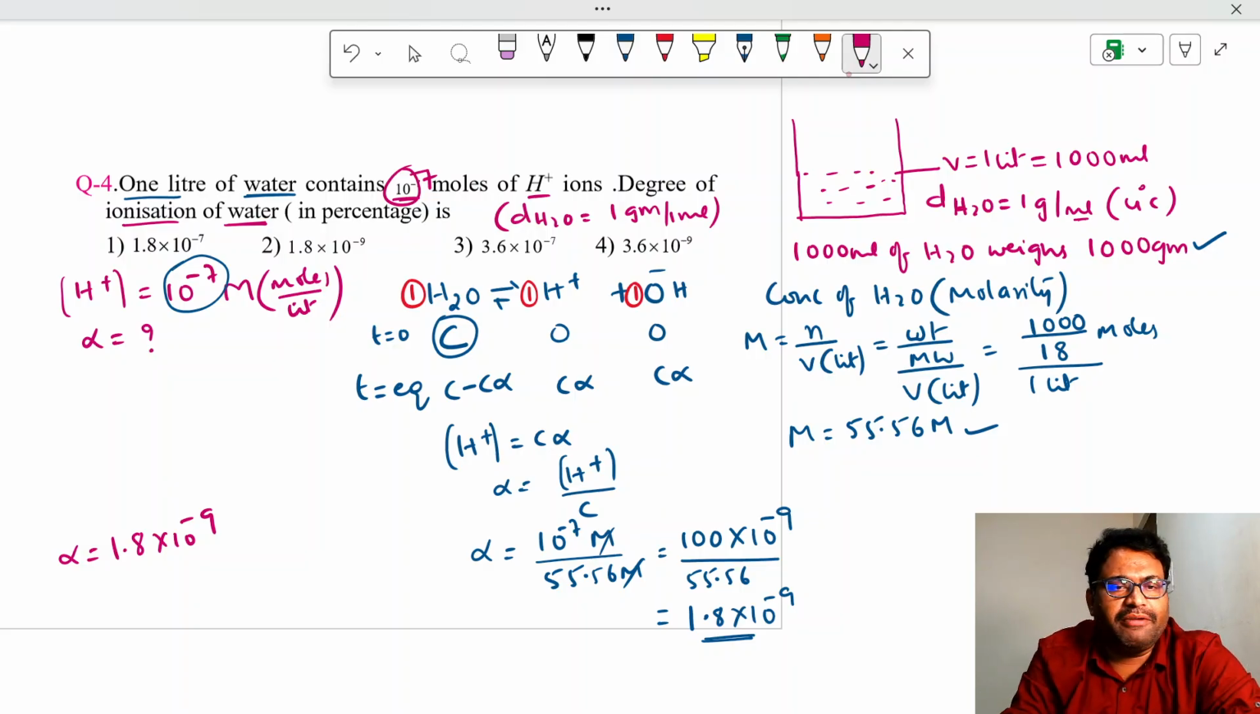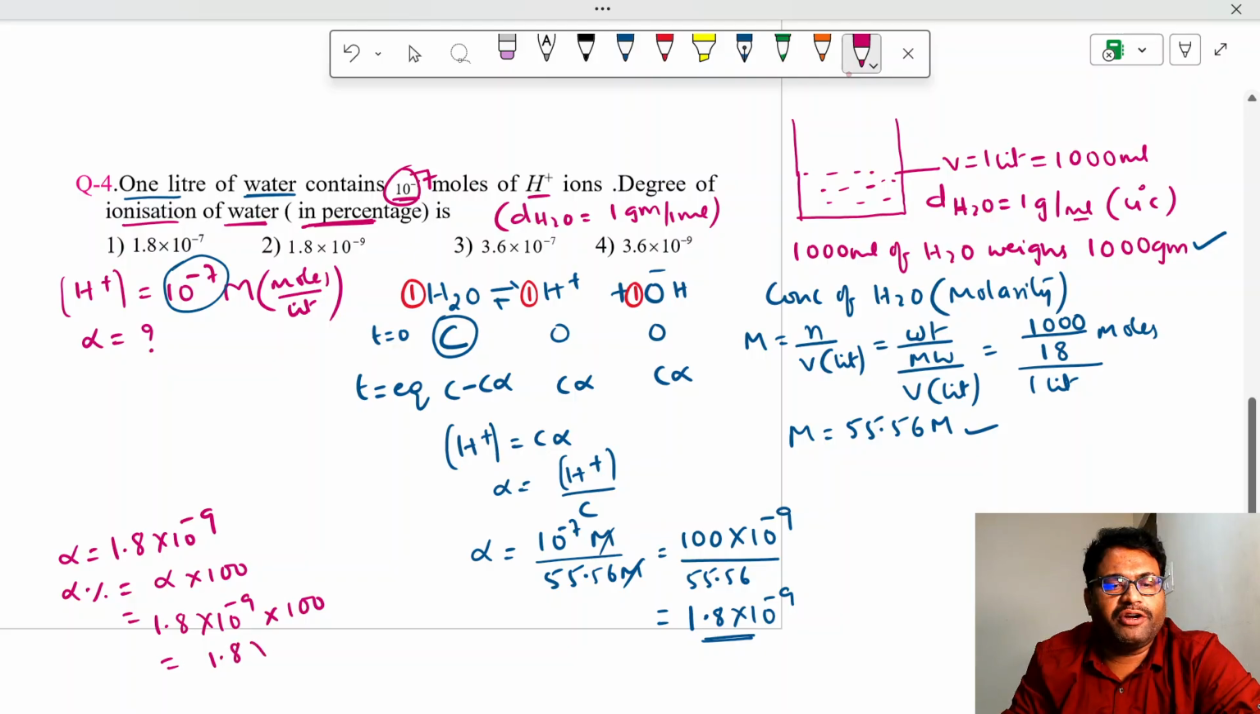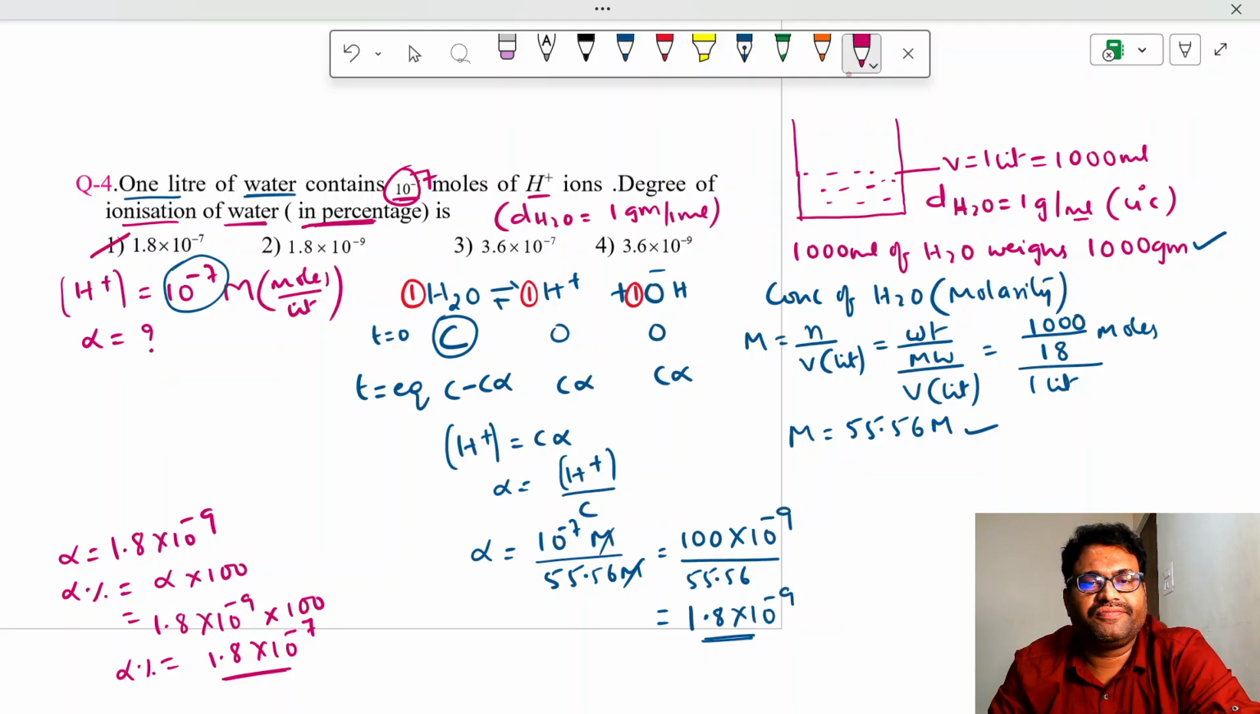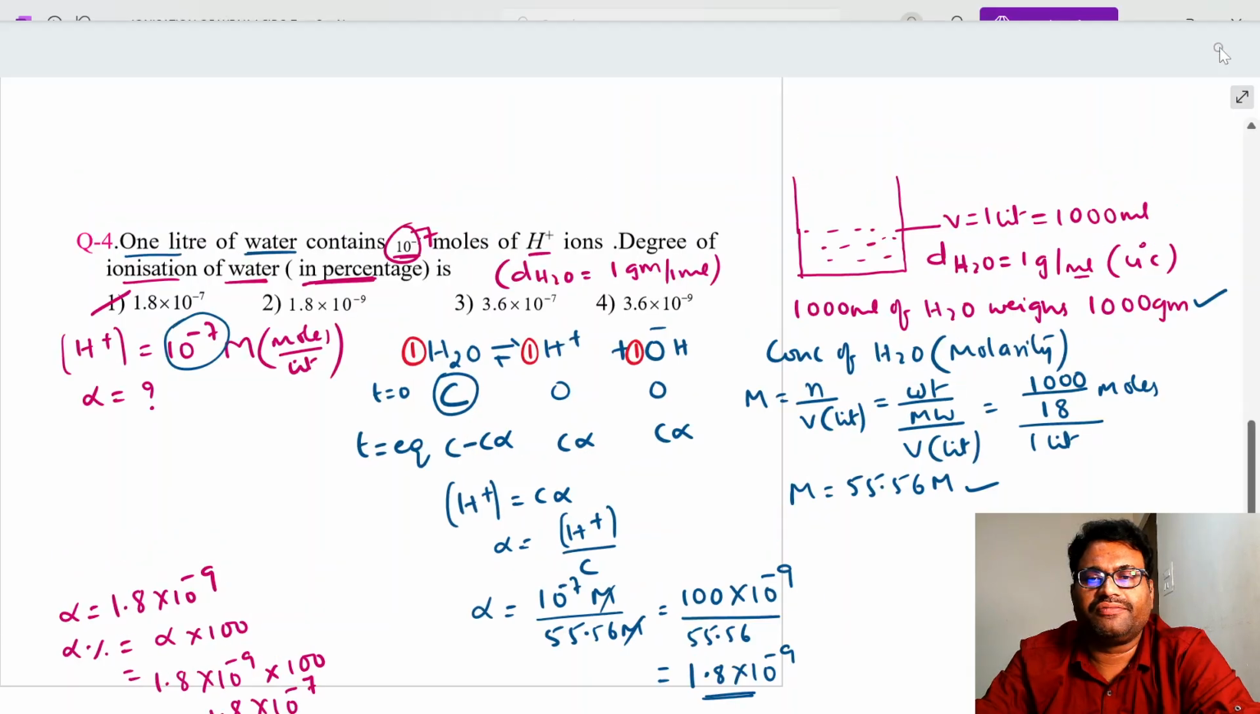But what is asked in percentage? So alpha percentage is equal to alpha into 100. That means 1.8 into 10 power minus 9 into 100. So what do you get? 1.8 into 10 power minus 7. So this is the alpha percentage. How much did we get? 1.8 into 10 power minus 7. Here is the answer. Understood? Right? So let us see the next question.